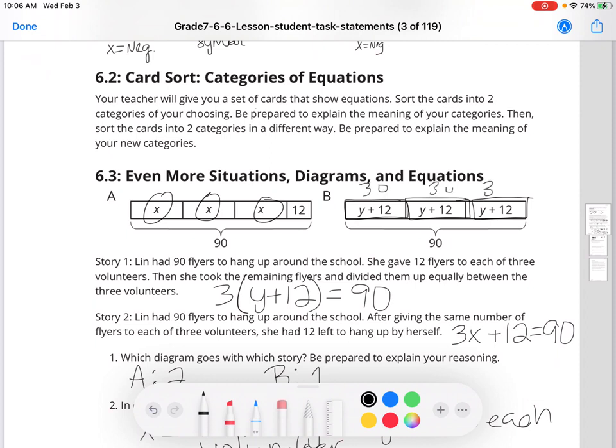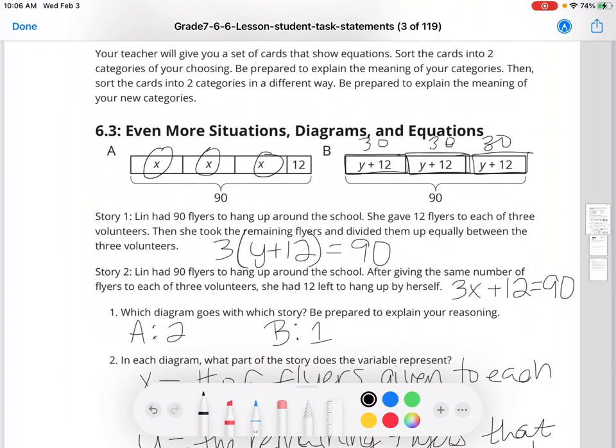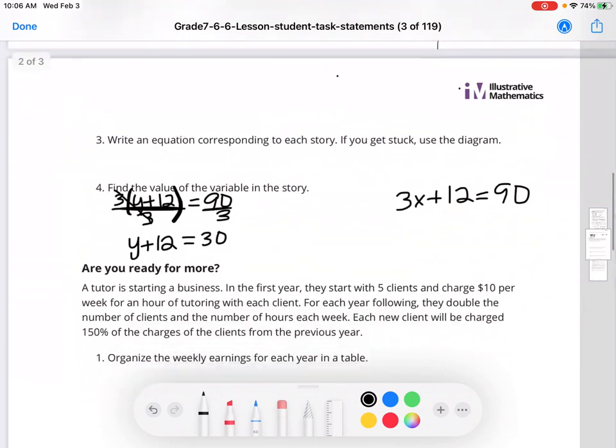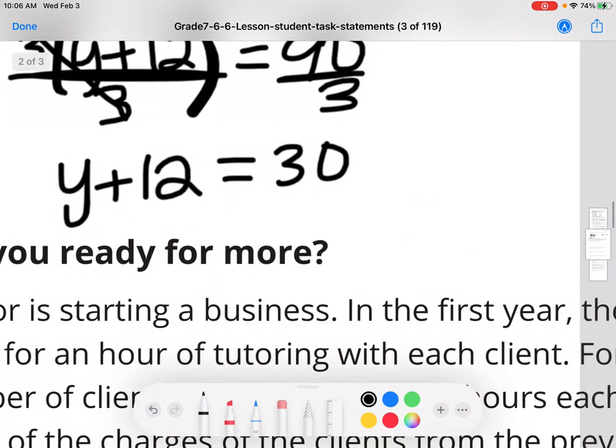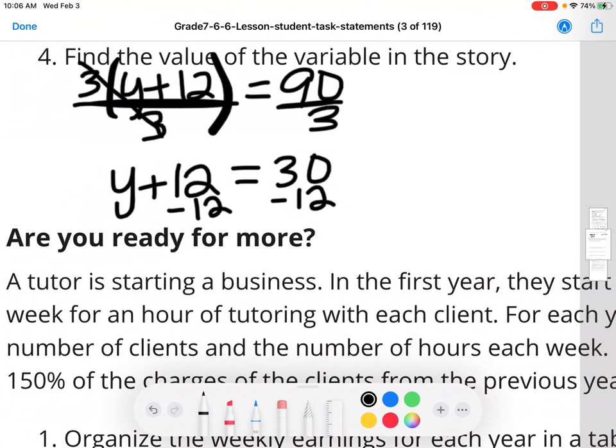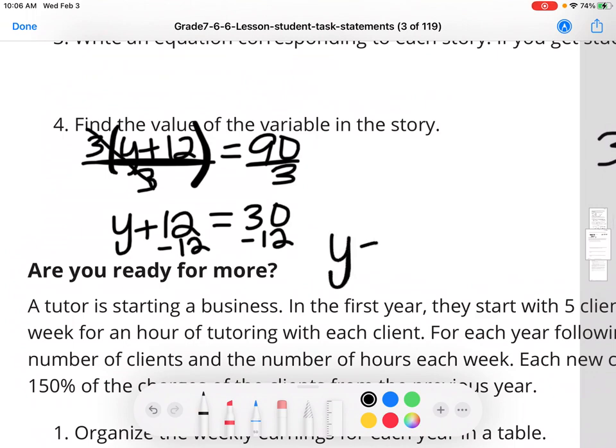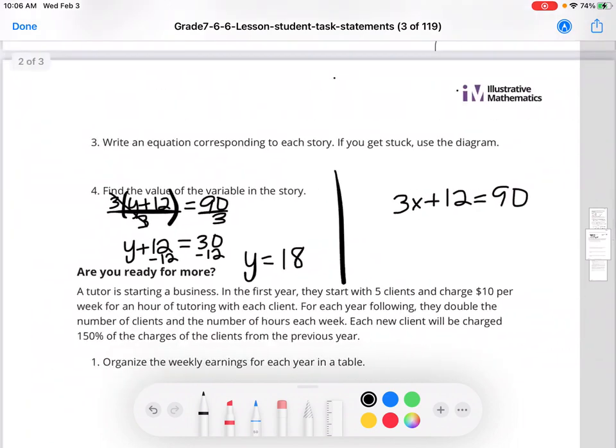So now I know that there are 30 in each box, or each volunteer has 30 total flowers. They were originally given 12. So to figure out how much they were given after that, I could subtract 12. And then that tells me that y equals 30 minus 12, which is 18. So she gave each volunteer an additional 18 flowers.